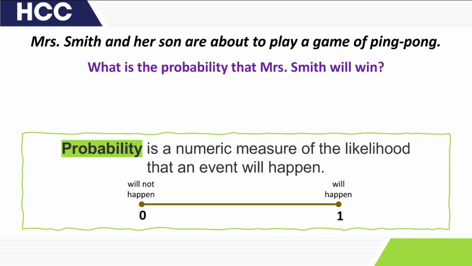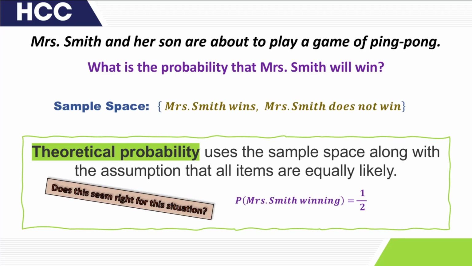0 means definitely will not happen. 1 means it definitely will happen. Now remember, there's two ways of computing probability, empirical versus theoretical. So let's look at the theoretical. What would the sample space look like? Well, there's only two things that can happen. Either Mrs. Smith wins or she does not win. So the probability that Mrs. Smith will win is 50%.